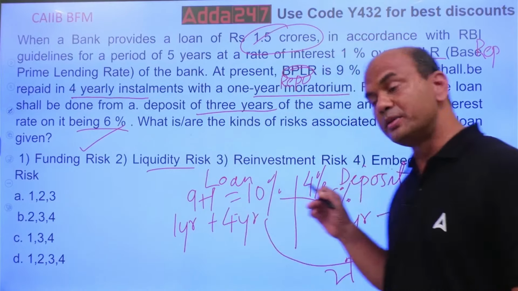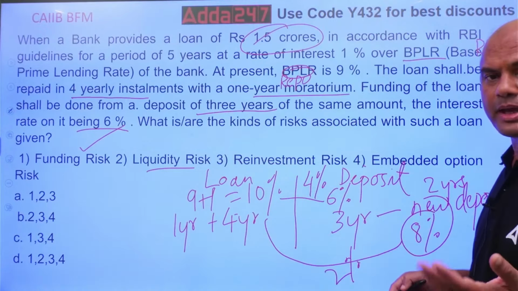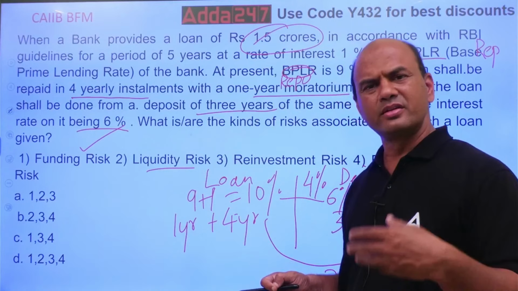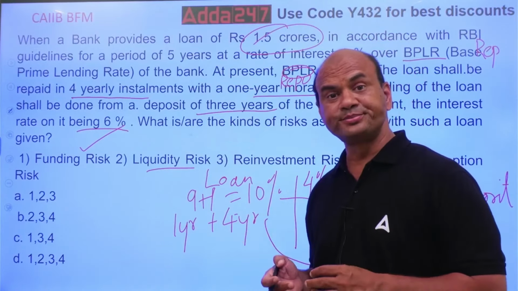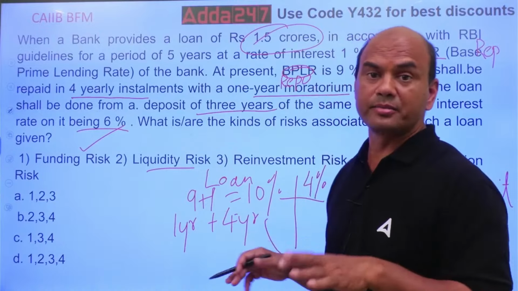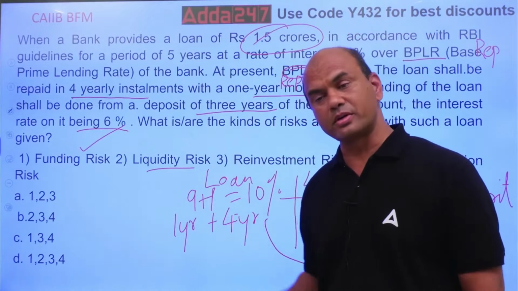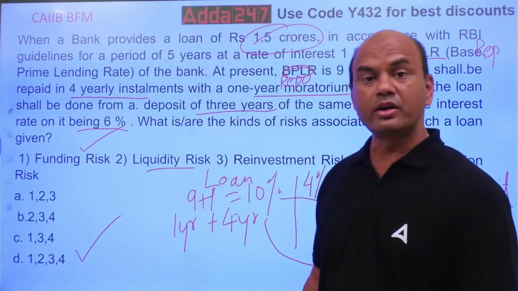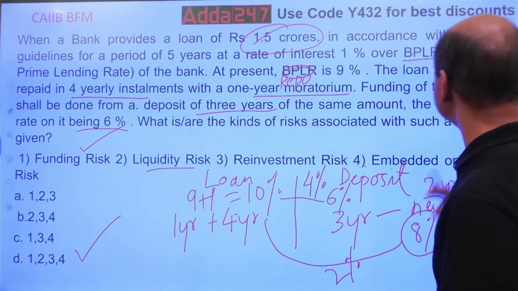Or this depositor can come tomorrow morning and say, give me back my money. I don't want your FD. Take this FD and give me back. Embedded option risk. Anytime anyone can come. This embedded option risk is always there in any banking product. So the answer is 1, 2, 3 and 4. All of the 4 risks the bank will be facing.